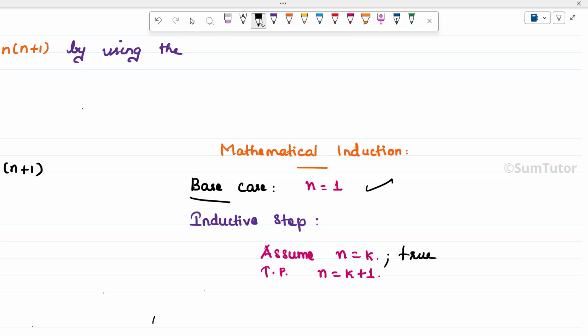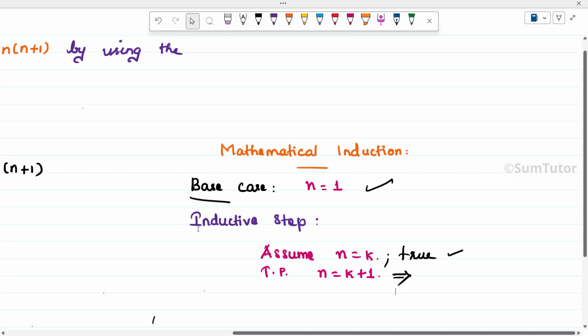Next is the inductive step. Inductive step means we have to assume for n = k that the statement is true, that the statement holds for n = k. We have to prove for the next value, n = k + 1. If it is proved for n = k + 1, then we can say in general the given statement is true. So these are the steps in mathematical induction.